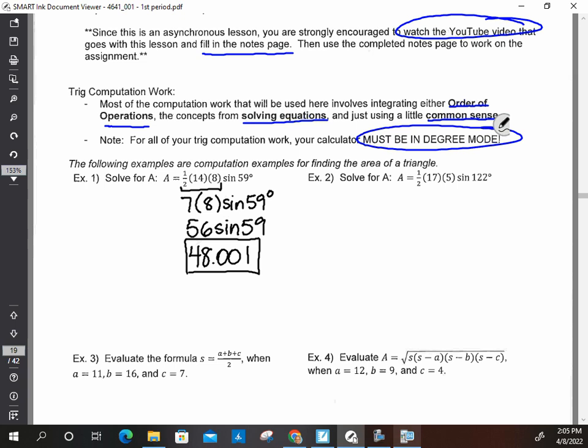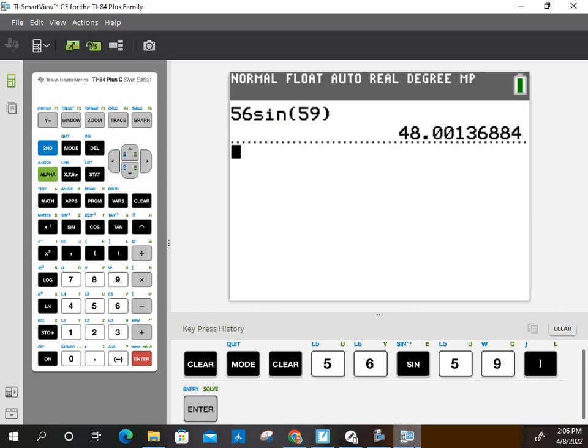Example 2 is pretty much the same way. 1/2 times 17 times 5 times the sine of 122. Now, if you have a scientific or a graphing calculator, you can put this all in the calculator exactly as it's given. You just have to make sure that you do it correctly. So in the case of if you're going to put it in there all at once, as long as you type it in there correctly, you shouldn't have any issues.